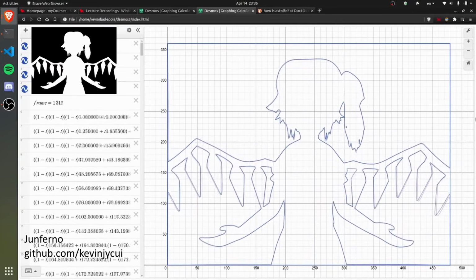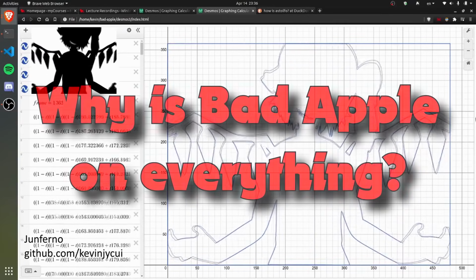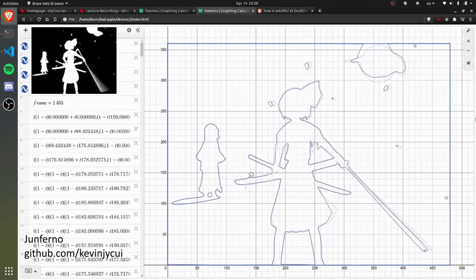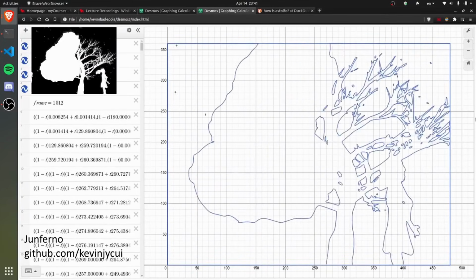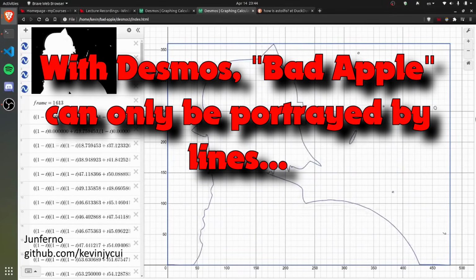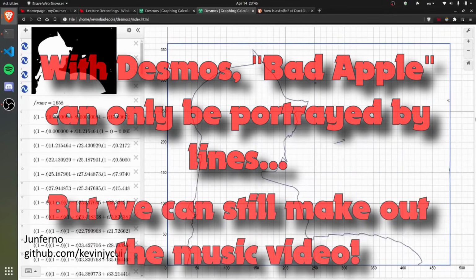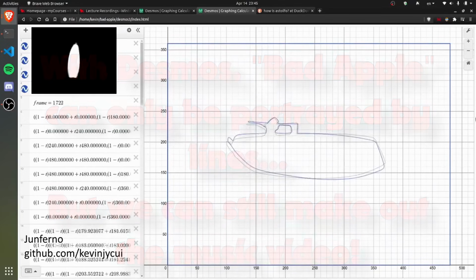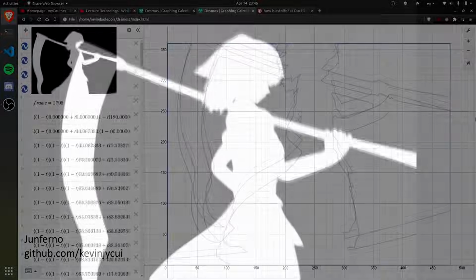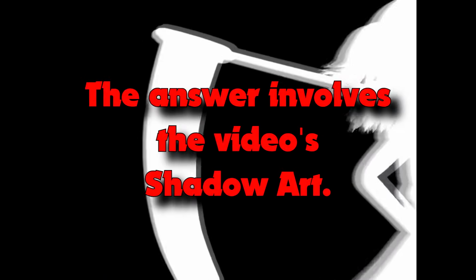Of course, that begs the question, why is Bad Apple on everything? Well, let's take a closer look at Gianferno's graphing calculator version. With Desmos, Bad Apple can only be portrayed by lines, and yet, we can still very clearly make out the music video. How is it able to still look like Bad Apple? Well, that comes back down to the use of shadow art.